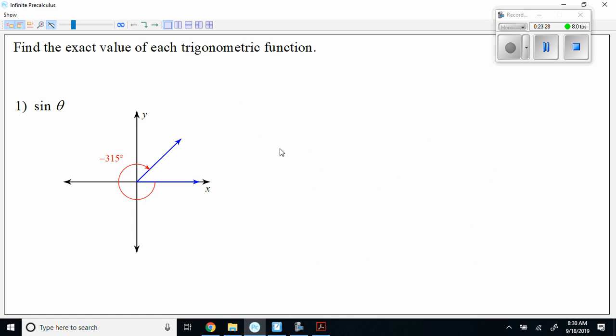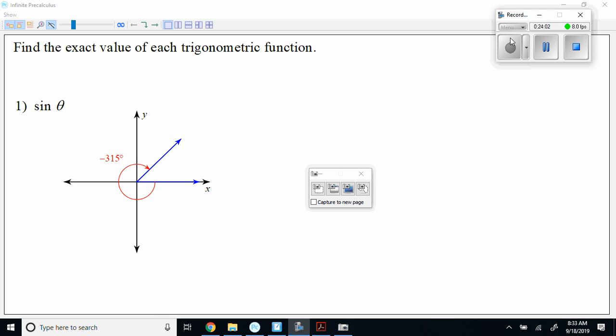I need you to give me the exact value of negative 315. The exact value of negative 315. The sine of it, right? Give me the sine of theta. Theta is negative 315, right? Give me, go. You got, I don't know, 30 seconds. All right, you ready? You ready for this?